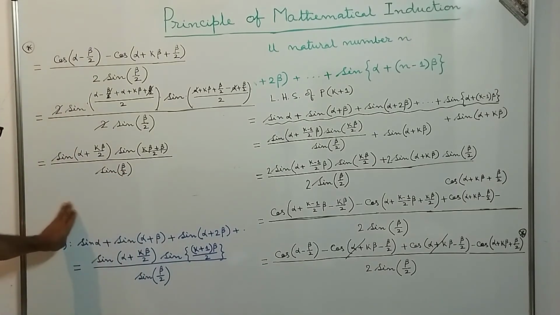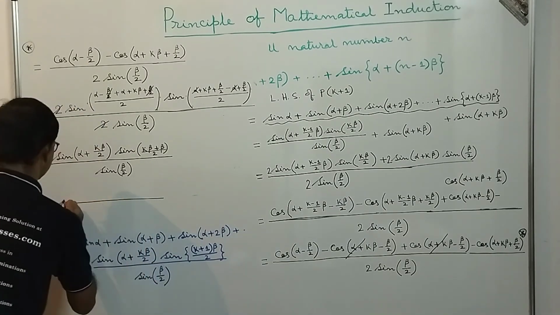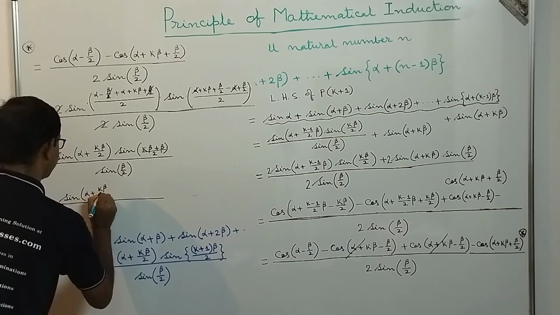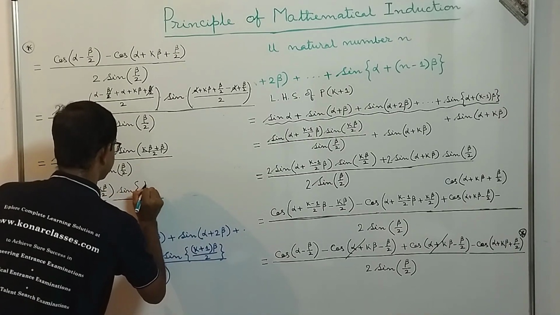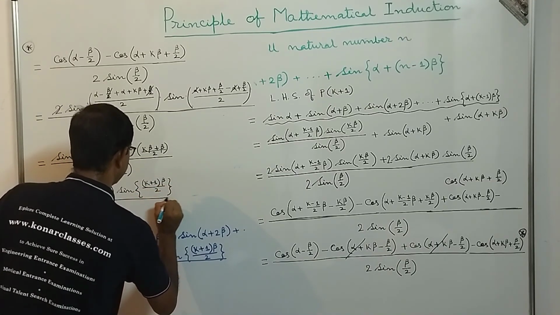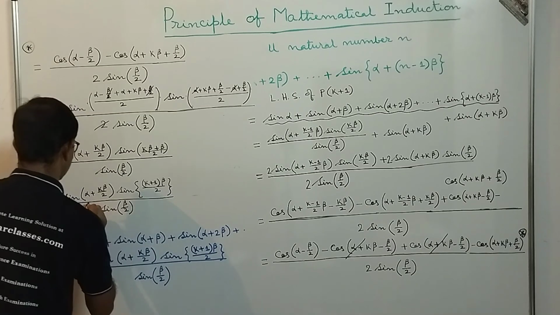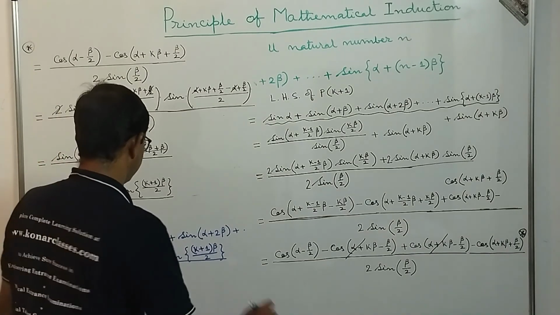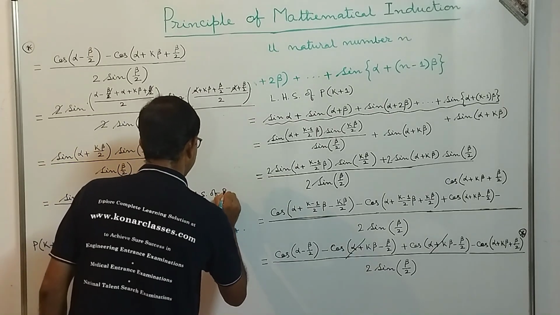So now if we simplify further, dear students, this is equal to sine of alpha plus k into beta divided by 2, into sine of k plus 1 into beta divided by 2, divided by sine beta by 2. So this is nothing but the right hand side of the given mathematical statement. That is equal to the right hand side of P(k+1).